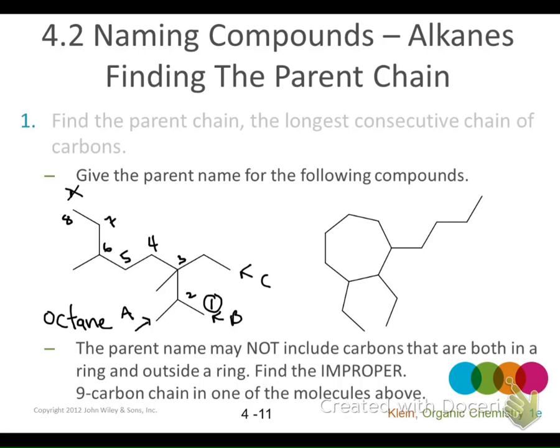So in this case, 1, 2, 3, 4, this is what you have here, but in the ring you have, looks like 7. 1, 2, 3, 4, 5, 6, 7. So the parent for the one on the right is a cycloheptane. Yeah?